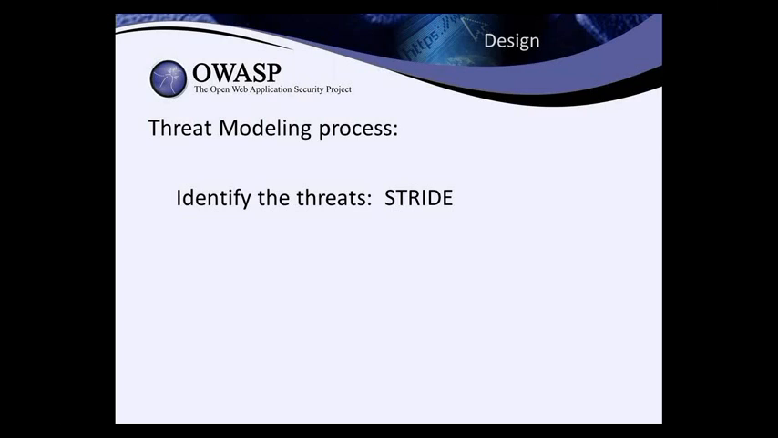So STRIDE is an acronym. For those of you who've done threat modeling, what's the S? Spoofing. So what we would do is think of all the horrible things that could happen, and then we categorize them. So S is for spoofing. Let's say we have an application that is a Detroit Lions discussion board. It's a website. What would be a spoofing attack against that kind of an application?